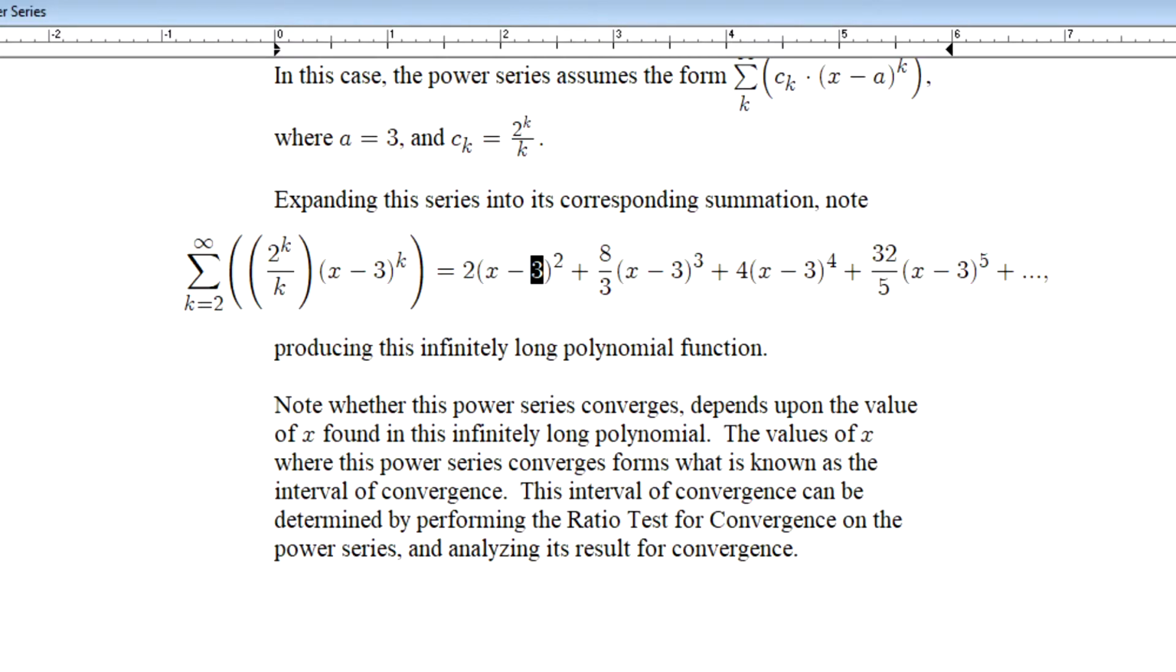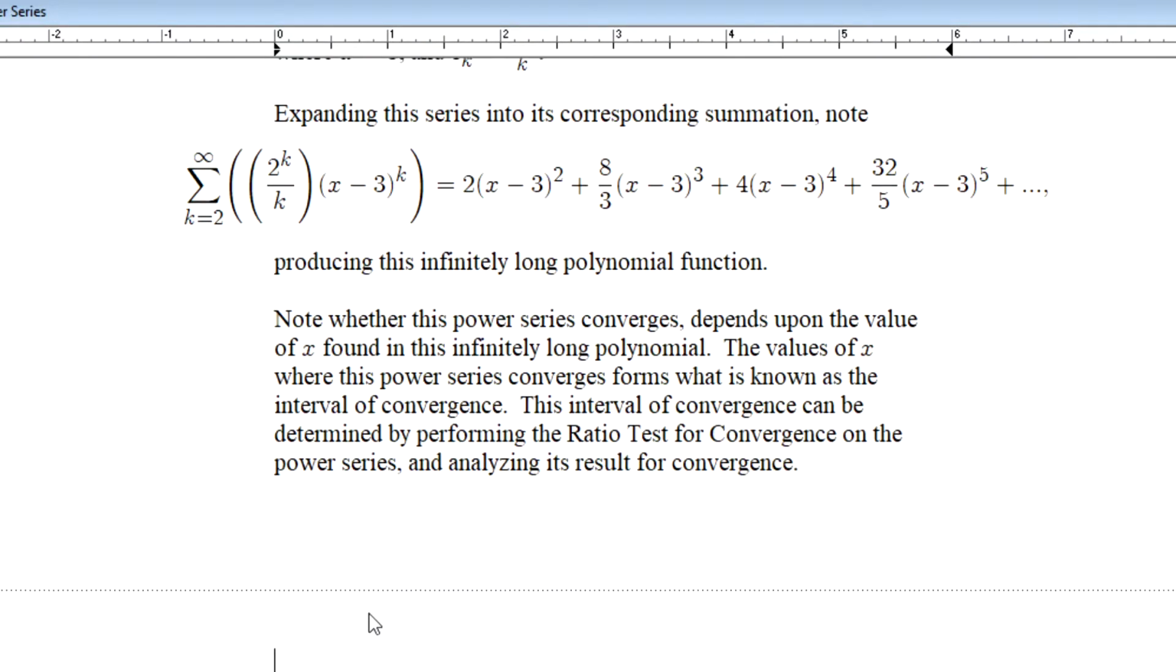At those values of x, centered at the value of 3, they form what we call our interval of convergence. And the way we actually determine the interval of convergence for a given power series is that oftentimes we rely on what we call the ratio test for convergence. We rely on that test for convergence we learned at the end of chapter 10, which is this ratio test for convergence, and analyzing the result of it when we apply it on this power series. All right, what do I mean by that?